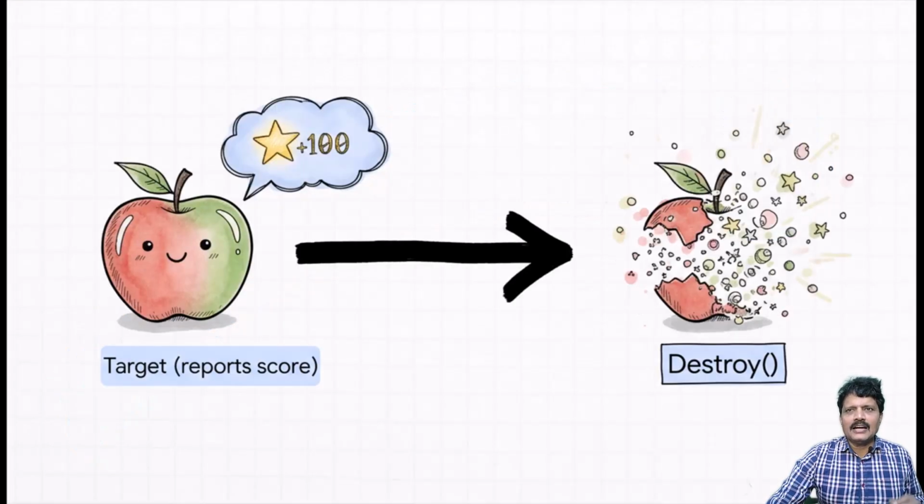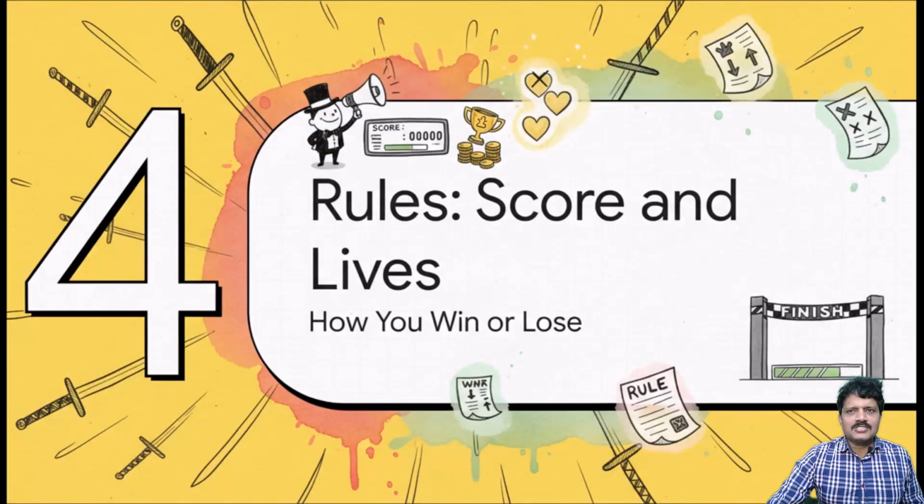And here's the target's reply. As soon as its onHit function gets called, it immediately radios the main boss, the game manager. It says, hey, I have been hit. Update the score with my point value. And once it's delivered, it just destroys itself and disappears from the game. Conversation over.